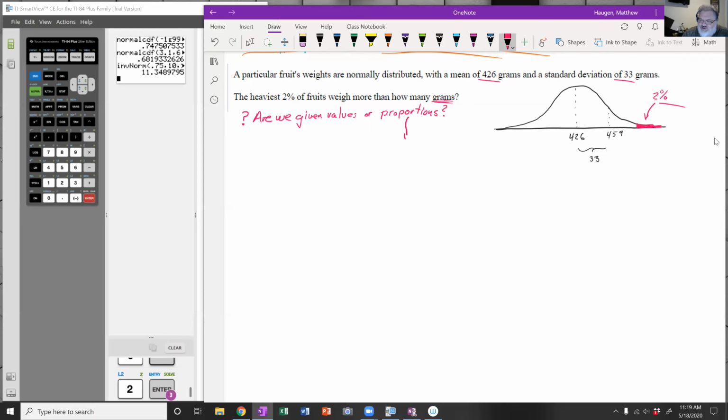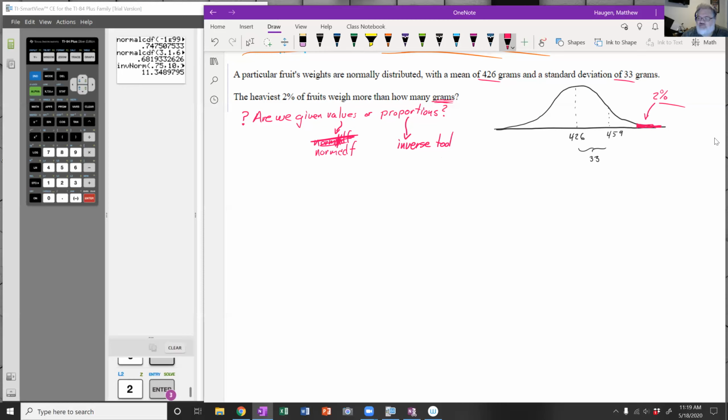If we're given a proportion, we will be using that inverse tool to find values. If we're given values, we will use the norm CDF or the z-score tables like we have been to find that proportion. So if we're given values and need proportions, that's norm CDF. If we're given the proportions and want values, that's our norm inverse tool.